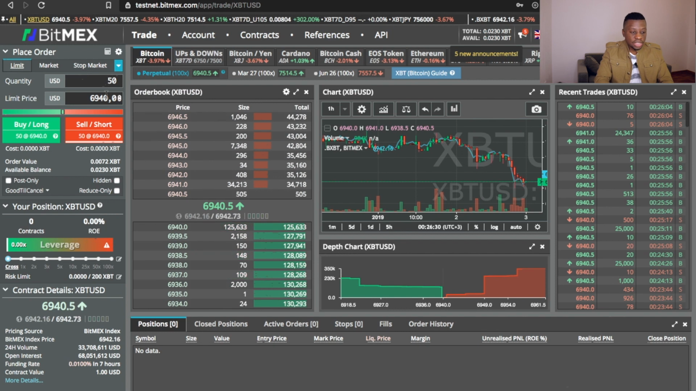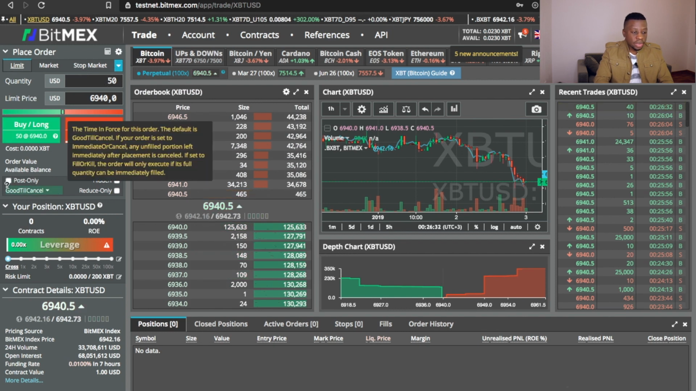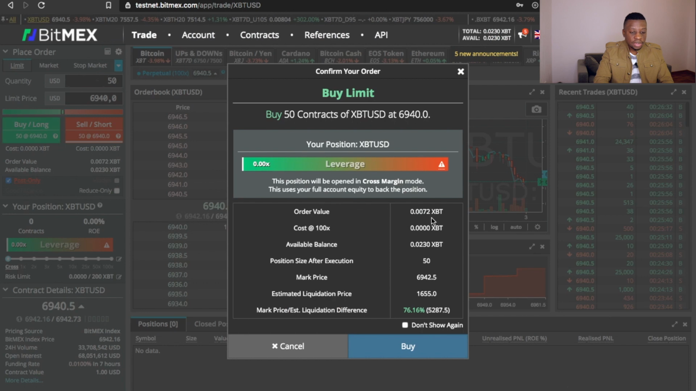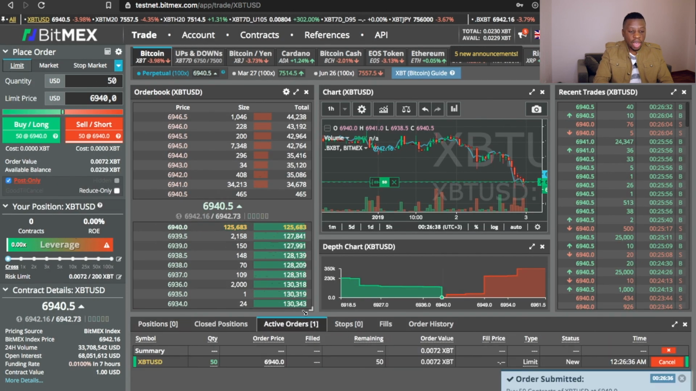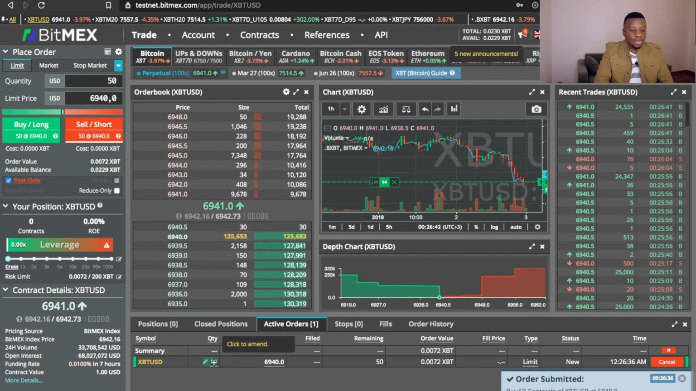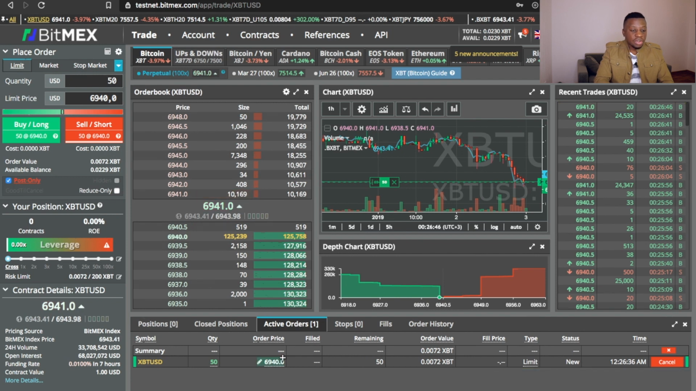So for example, I can just do that and then put up my limit order right there. So for example, I have an active order which is going to be about 50 contracts worth of BTC at about 6,940. So let me just cancel that trade.